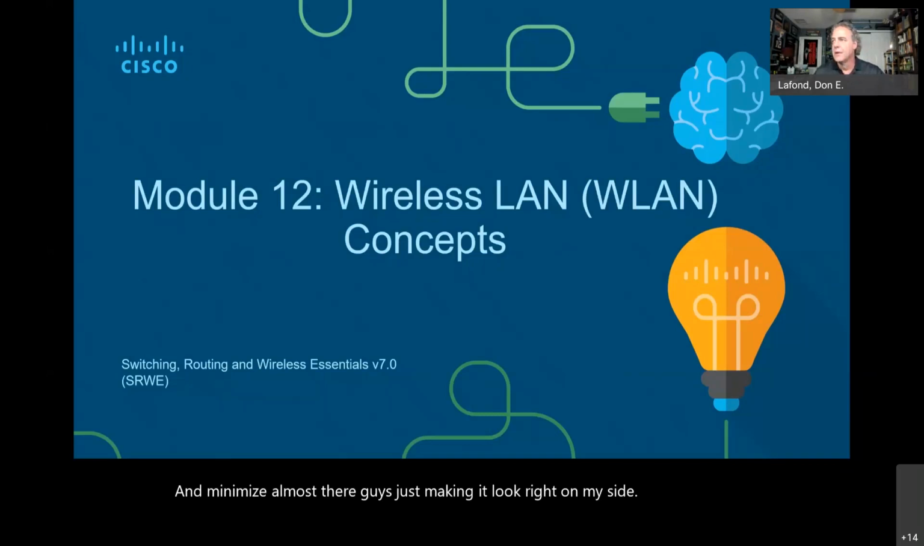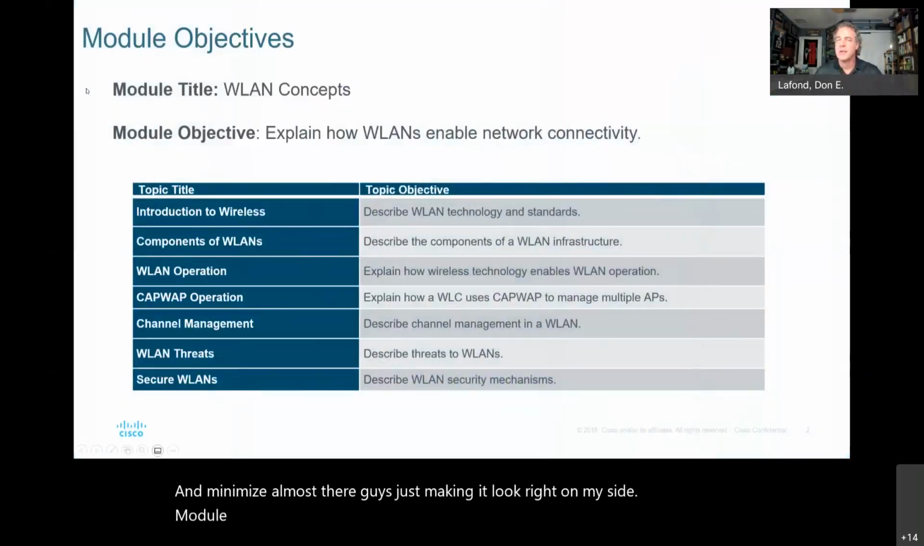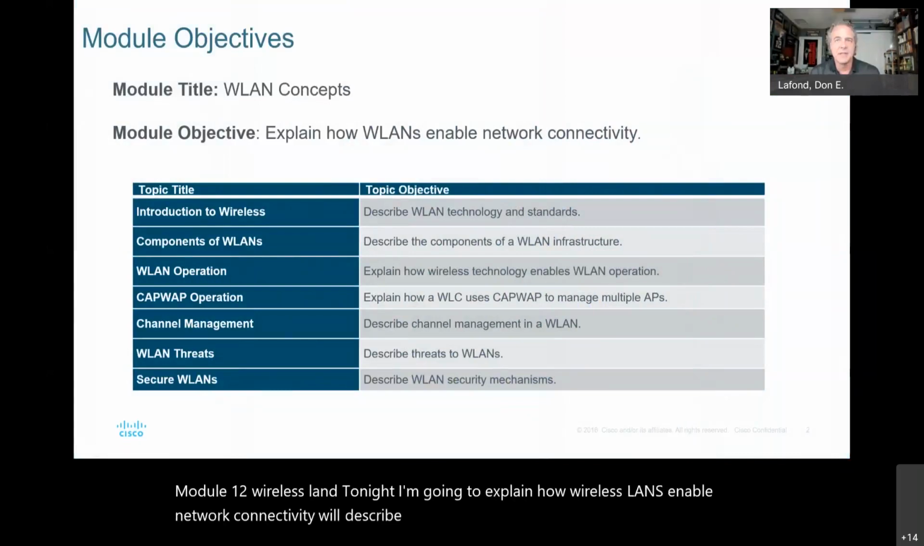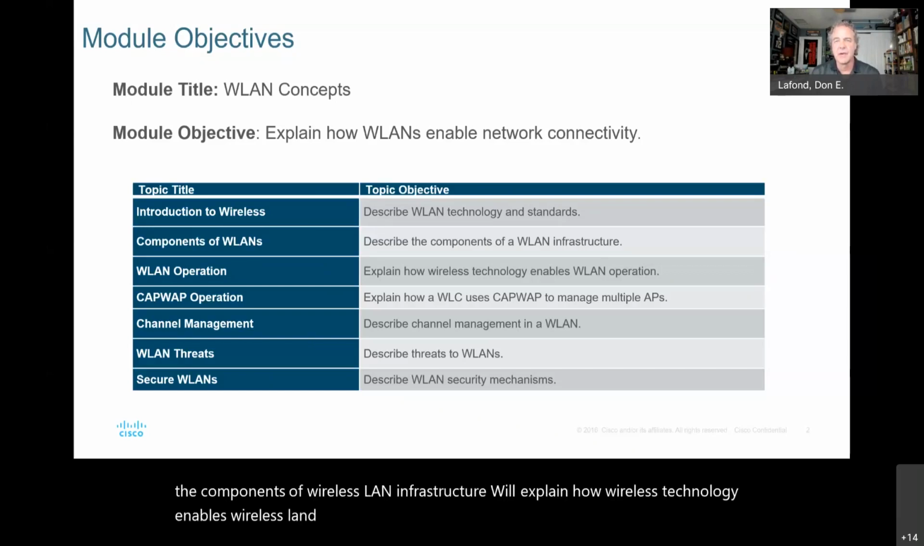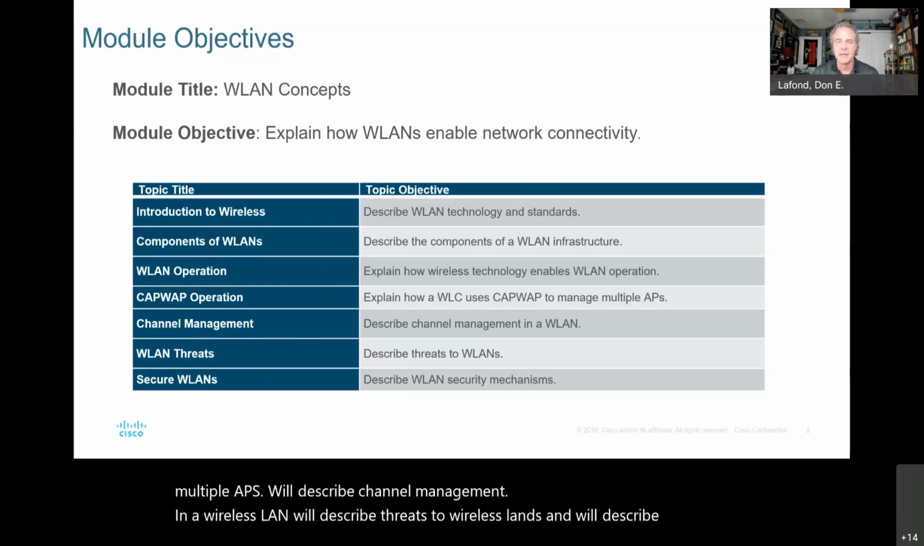All right. Module 12, Wireless LAN. Tonight, I'm going to explain how wireless LANs enable network connectivity. We'll describe wireless LAN technology and standards, describe the components of wireless LAN infrastructure. We'll explain how wireless technology enables wireless LAN operation. We'll explain how a WLC uses CAPWAP to manage multiple APs. We'll describe channel management in a wireless LAN. We'll describe threats to wireless LANs, and we'll describe wireless LAN security mechanisms.